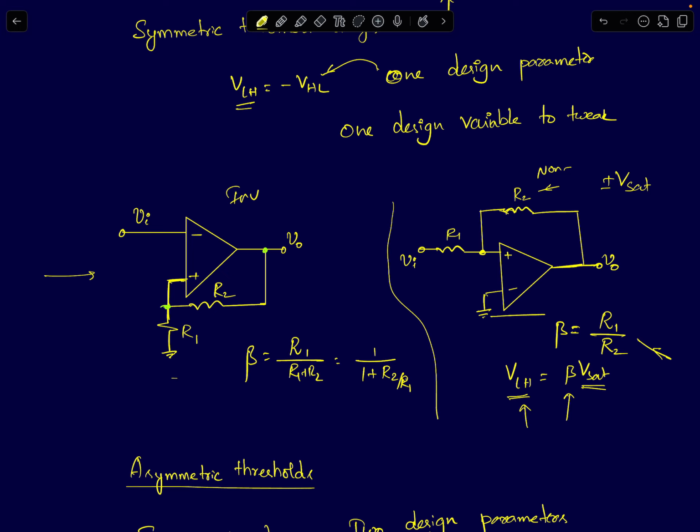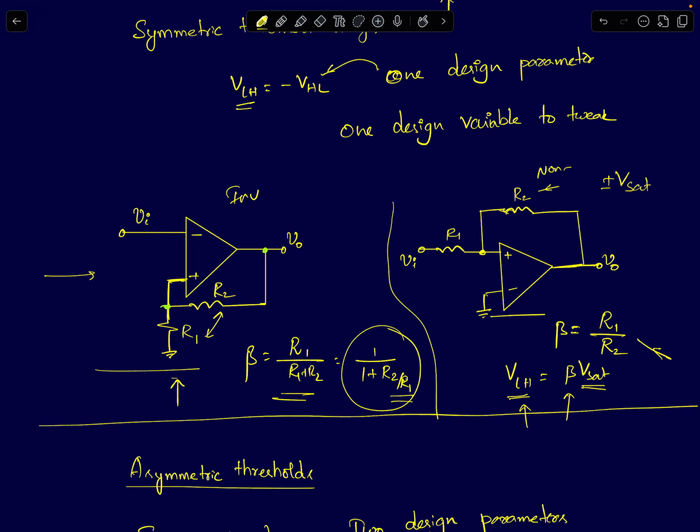In the same way, in case of an inverting Schmidt trigger, the low to high threshold voltage will be given by minus beta Vsat, and again beta in this case is the feedback factor given by R1 by R1 plus R2, which can be written as 1 by 1 plus R2 by R1. Again, beta is dependent only on the ratio of the two resistor values, not the absolute value of the resistors. So if I have to design for a certain threshold voltage, I have to choose the right ratio of the two resistors. That's it. From a design point of view, it's that simple. You just have to pick the two resistors meeting a certain ratio.